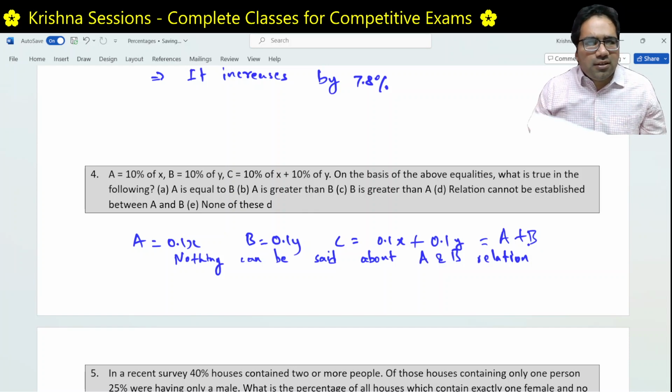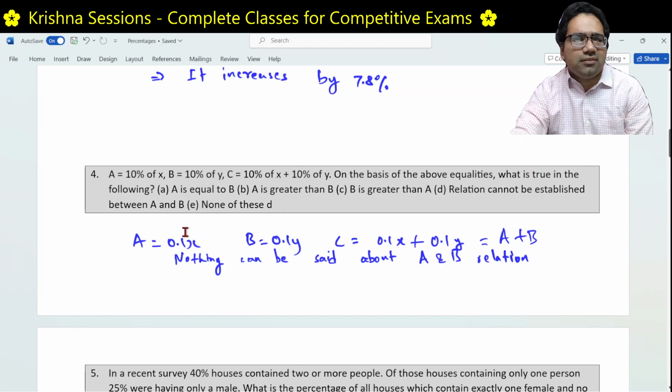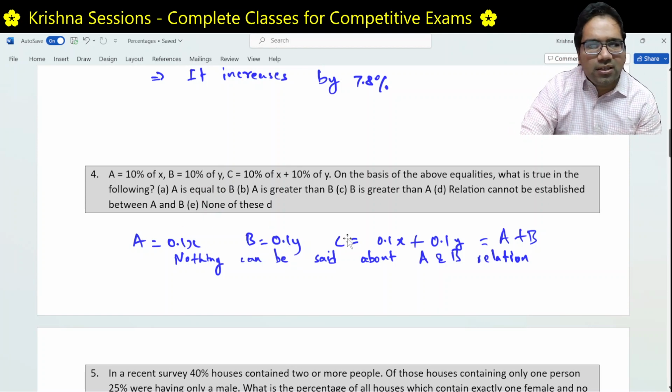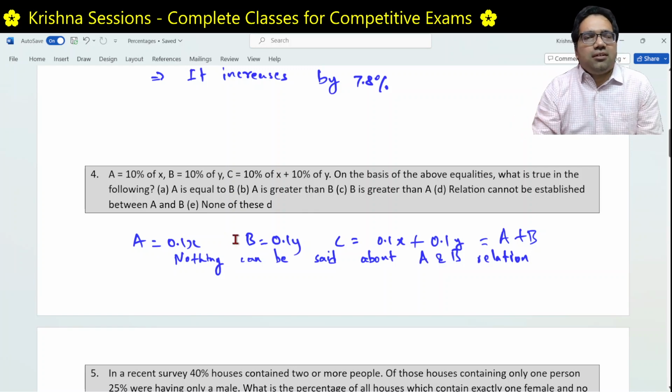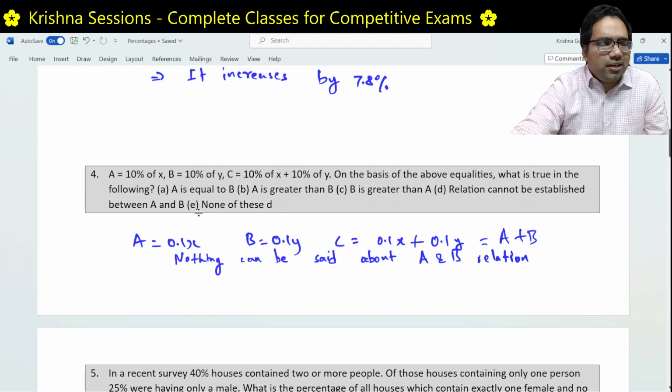C is equal to A plus B. C is not 10% of A and 10% of B. C is equal to 10% of x plus 10% of y. So C is equal to A plus B only. What can we say about A and B? We are not told anything about A and B, right? We are just told C is equal to A plus B. We are not told any relation between x and y also, right? If we were told something about x and y, then we would have established the relation between A and B. Here, all the information given is about A and B independently. Nothing else is given. So we cannot say anything about the A and B relation.